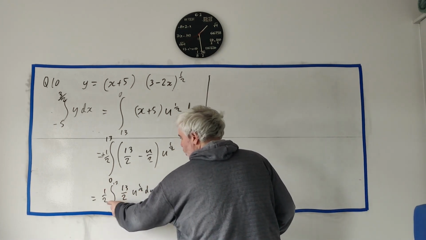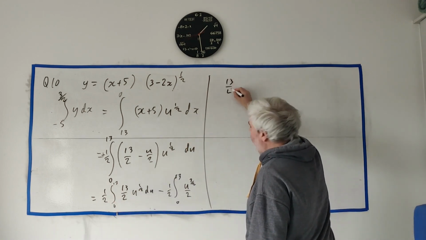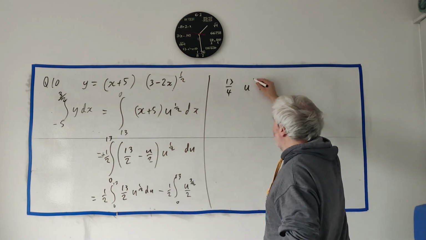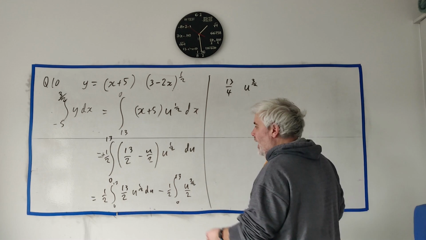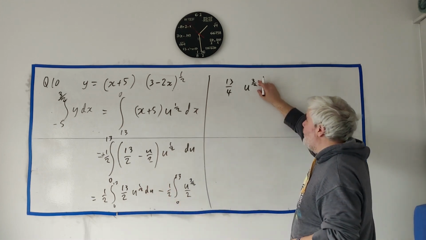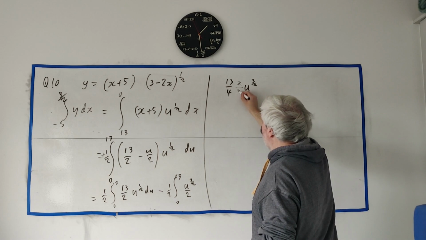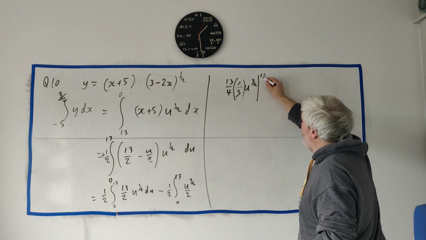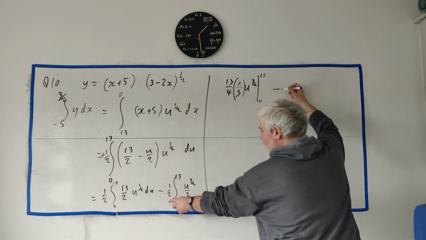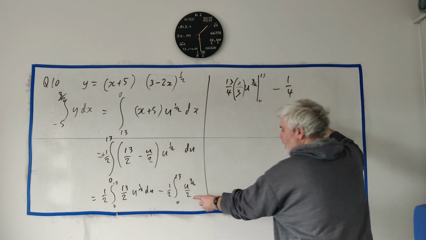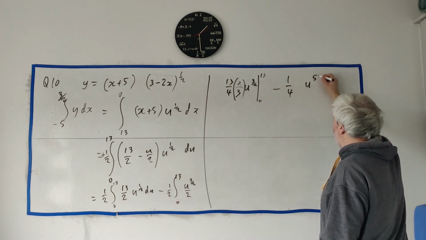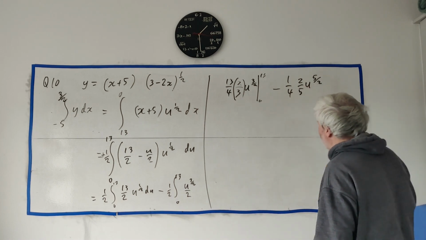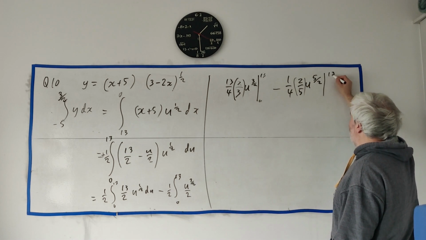This is 13 over 4. 13 over 4. The integral of u to the half. Let's see, we add 1 to it. We get u, we add 1, 3 over 2. And then we divide by that new number. Divide by 3 over 2. It's the same as multiplying by 2 over 3. And that's evaluated at 13 to 0. Okay, second one, minus 1 over 4. This 2 came out. The u, we add 1 onto that, we get 5 over 2, and we divide by 5 over 2, which is multiplied by 2 over 5. And again, that's evaluated 13 to 0.